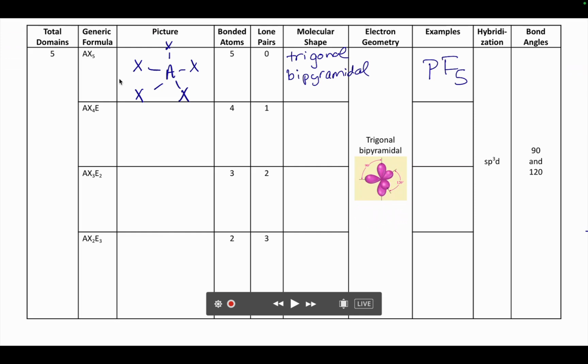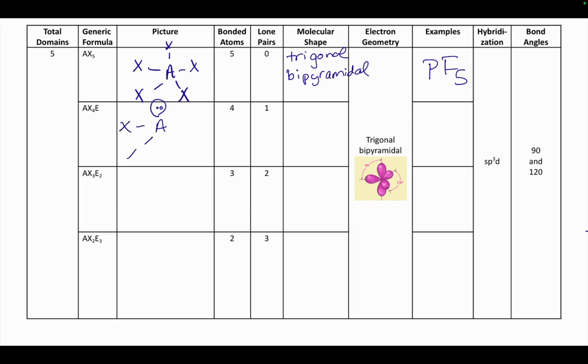The next one is also electron geometry trigonal bipyramidal, but now we're going to have 1 lone pair of electrons, and we're going to have 4 bonds. And the name of this is seesaw. An example would be SF4. So let me show you this on the PhET.